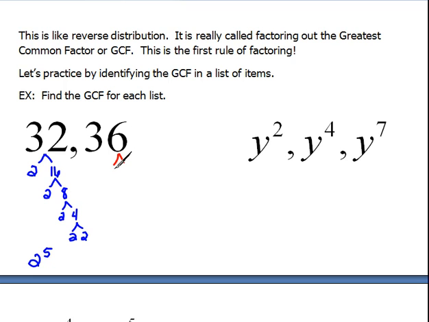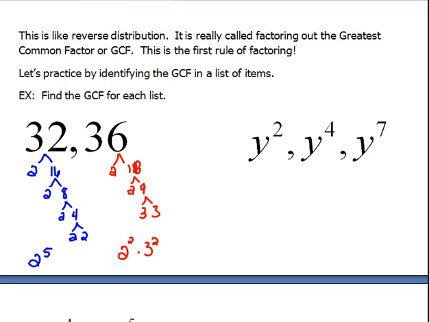Now, what about the 36? 36 we could rewrite as 2 times 18. And 18 can be rewritten as 2 times 9. And 9 can be rewritten as 3 times 3. So the factorization of this would be 2 squared times 3 squared.